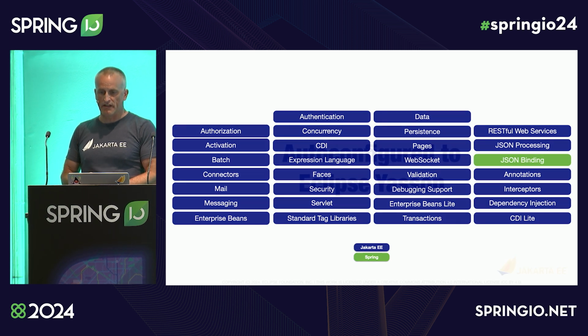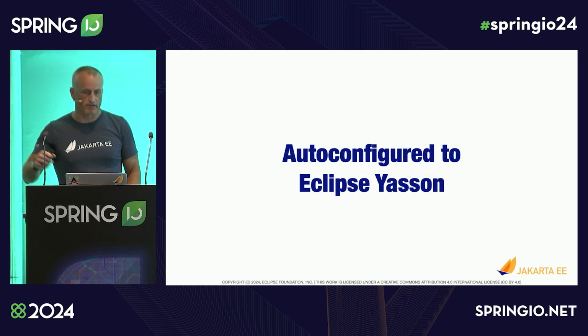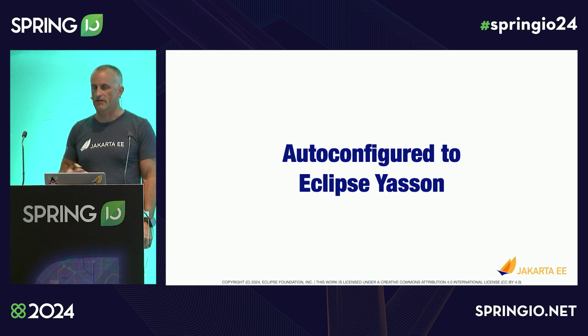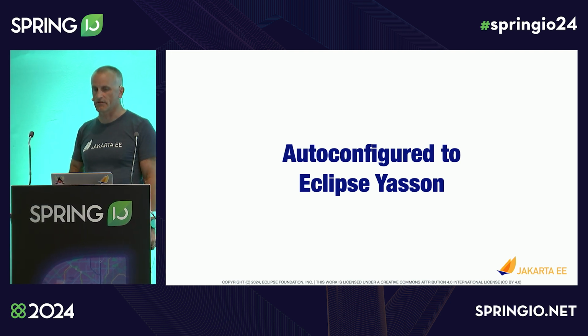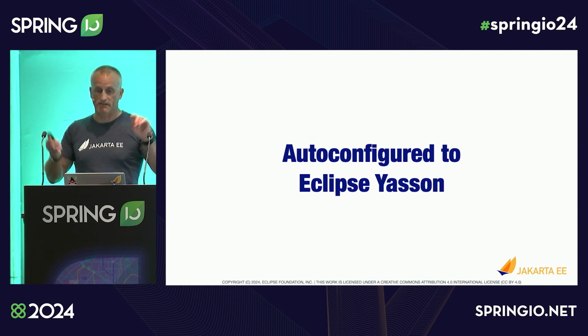And JSON binding is also the same thing. It's auto-configured to pull in Eclipse Yasson, which is the recommended one to use for JSON binding. So that's what you're getting when you're doing the JSON binding in Spring.